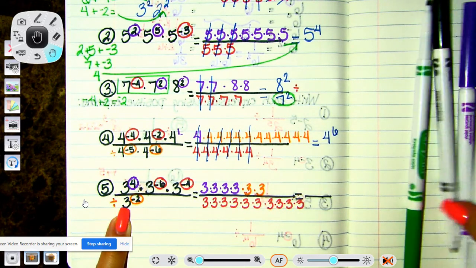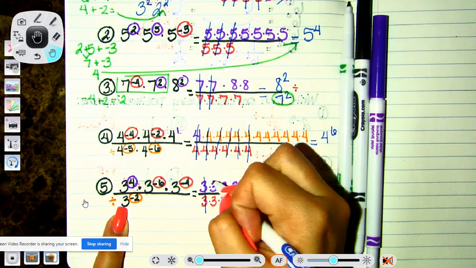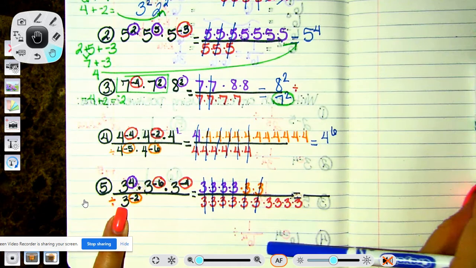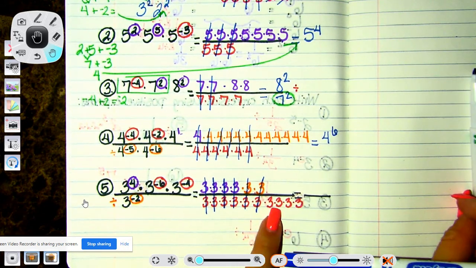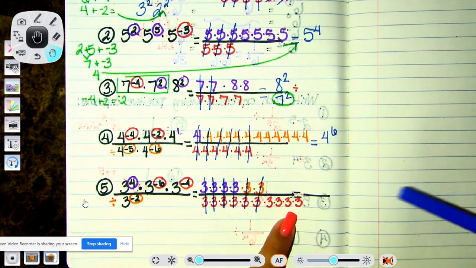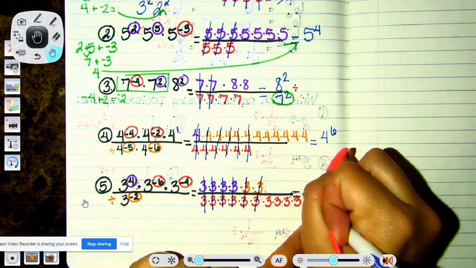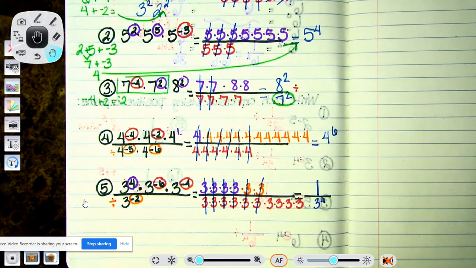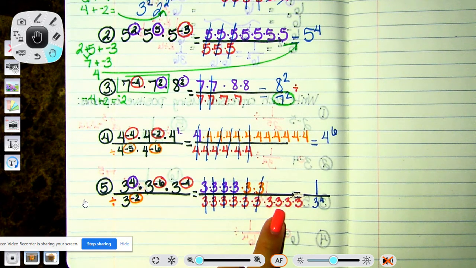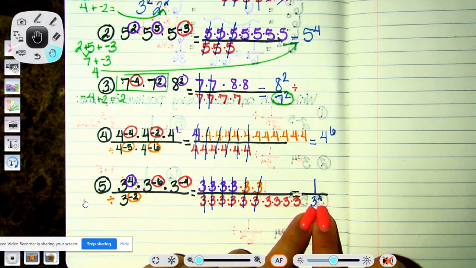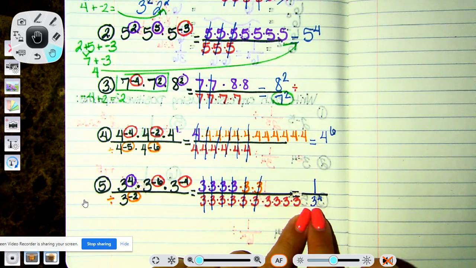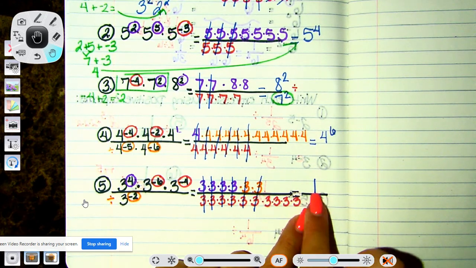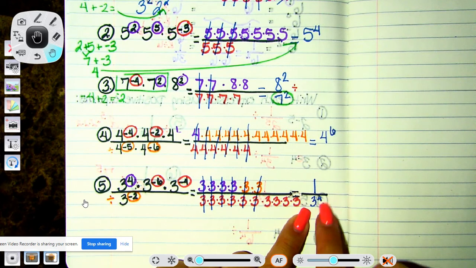Okay, now we're going to simplify. 1, 2, 3, 4, 5, 6. And we are left with 1, 2, 3, 4 threes on the bottom. We're going to leave those 4 threes on the bottom of my fraction. Wherever they're at is where they stay once you simplify. So 4 threes stay on the bottom. So that has to be representative of that in my final answer.